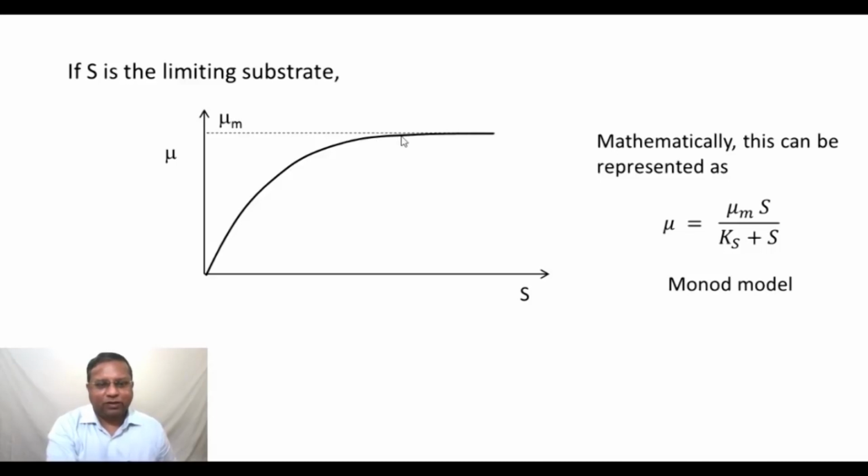If you have enough substrate and you happen to be in this regime, then mu becomes a constant equal to mu m. That is the situation when you have mu m as a constant. In general, Rx equals mu x, where mu need not be a constant. If you have enough substrate, then mu equals mu m, which happens to be a constant.